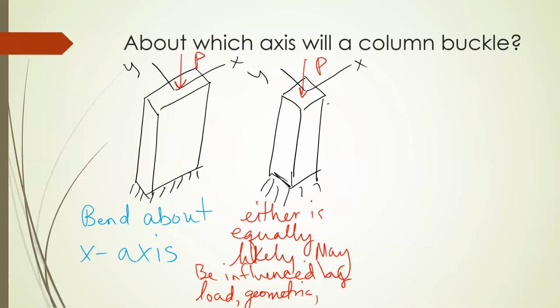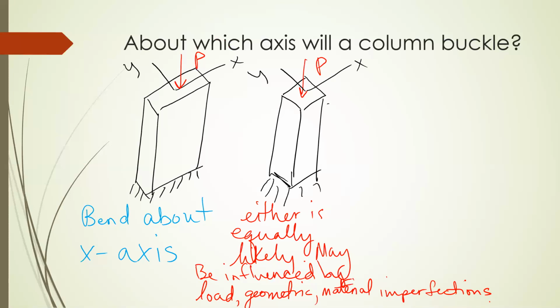Or maybe there are material imperfections. Like I said previously, if perhaps there are some pockets of voids in the material, it's not quite homogeneous, that might make it weaker in one direction versus the other.